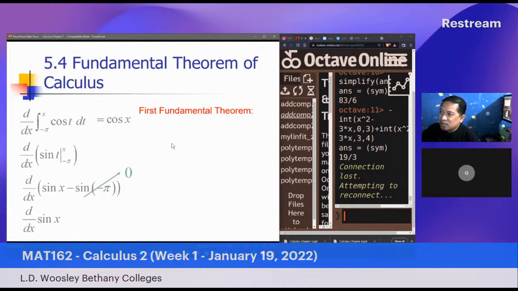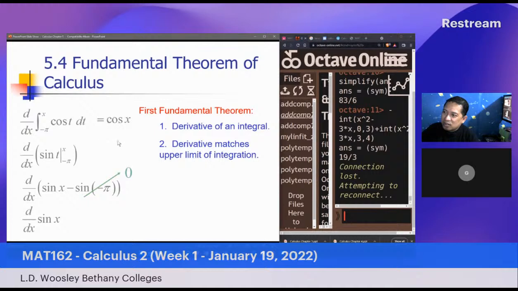So, first fundamental theorem. The derivative of an integral, the derivative matches the upper limit. So, ang consideration dito, dapat, kapag may derivative of integral, yung iyong derivative matches the upper limit of integration. So, yung dx mo dito, dapat yun din yung upper limit mo. Tapos, pangatlo, constant. Your lower limit is a constant. Pasok na yun dun sa fundamental theorem of calculus.